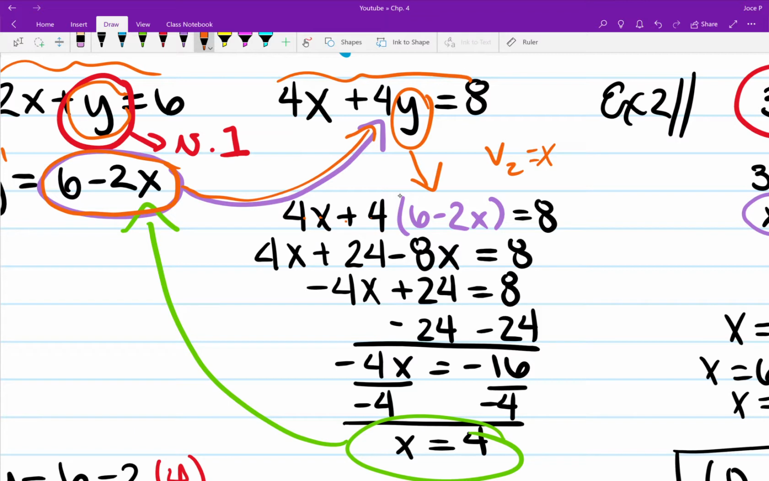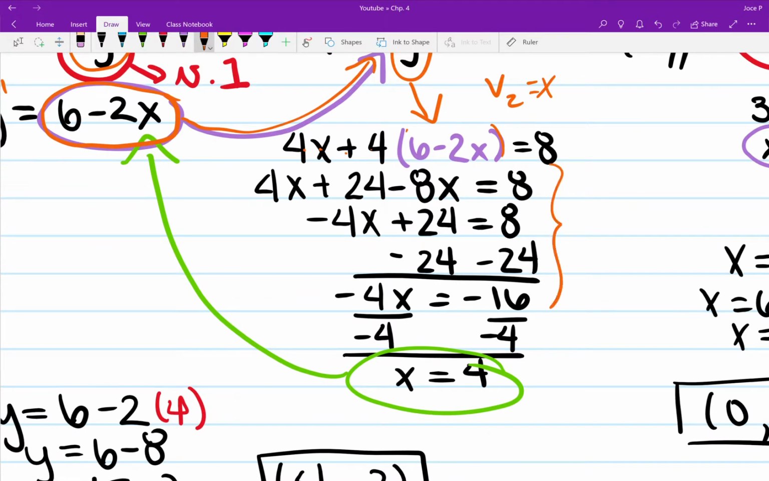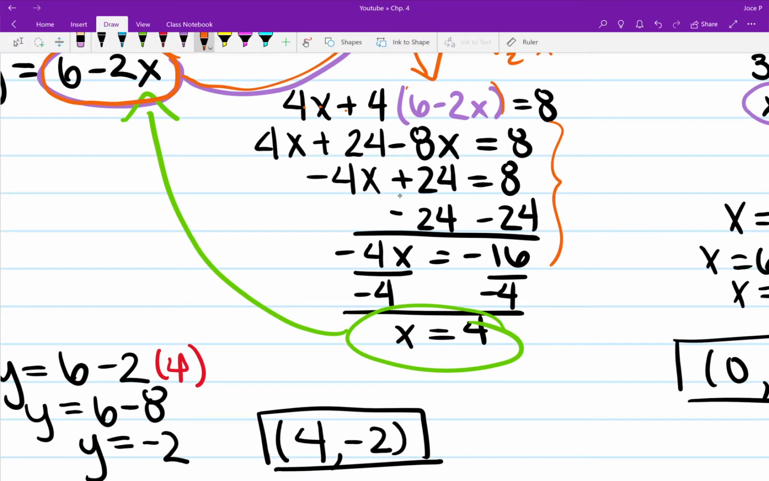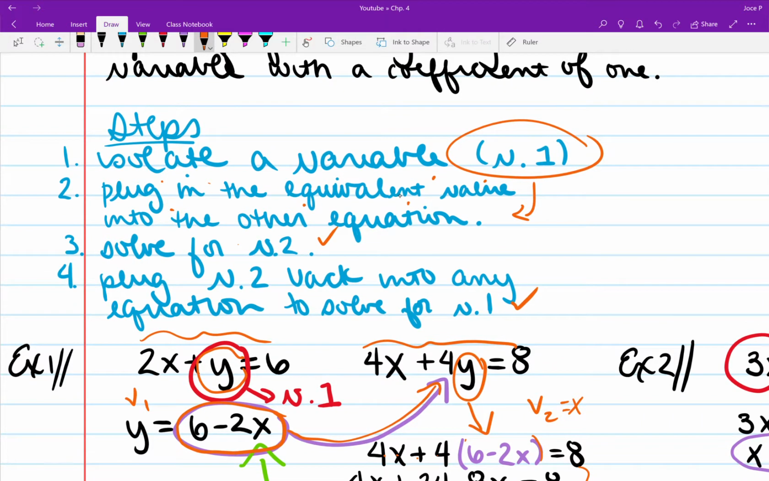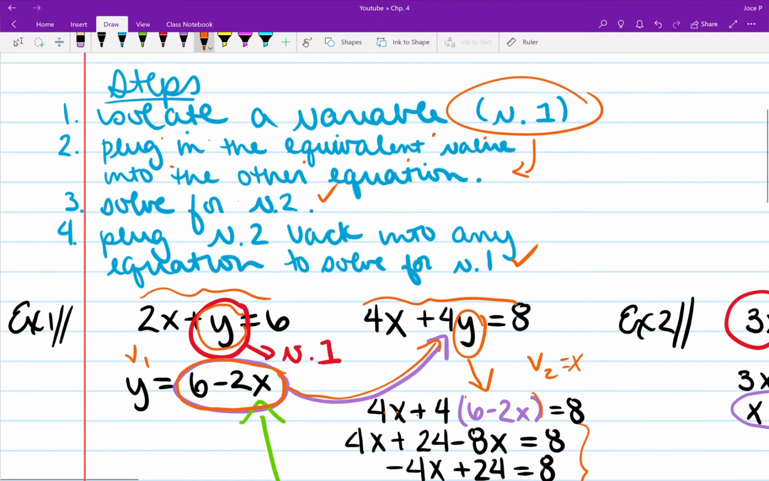4x plus 4 times the whole value of y that we had equals 8. We're going to do our algebra. Y'all should be experts at this by now. And we get that v2, which is x, is equal to 4. Fantastic. Step 3, solve for v2. Check, that is done. v2 is solved.